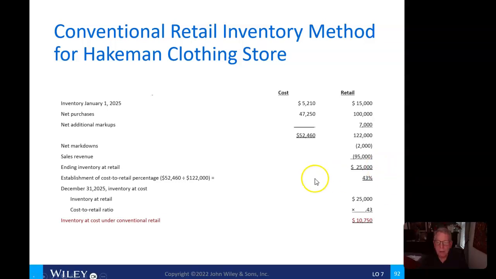So now, if I establish the cost to retail percentage here, I'm going to take this 52,460 and divide it by 122,000. That'll give me 43%. And now I take this same 25,000 multiplied by 43%, and that gives me my inventory at cost under conventional retail of $10,750.